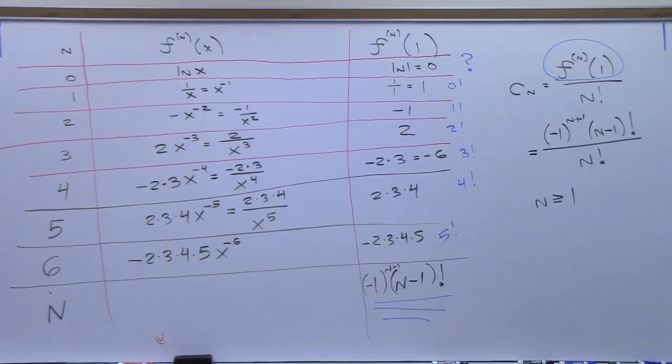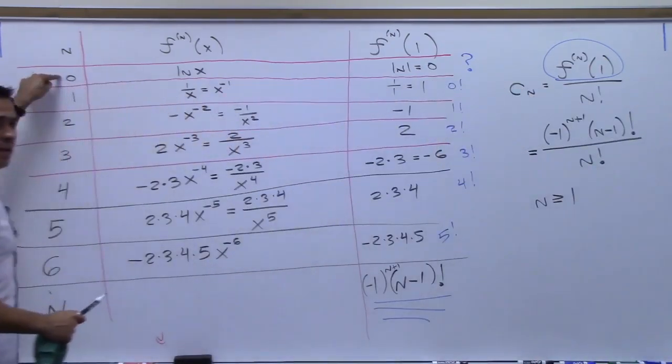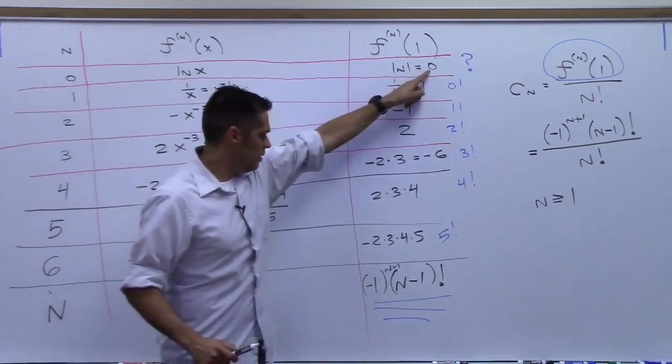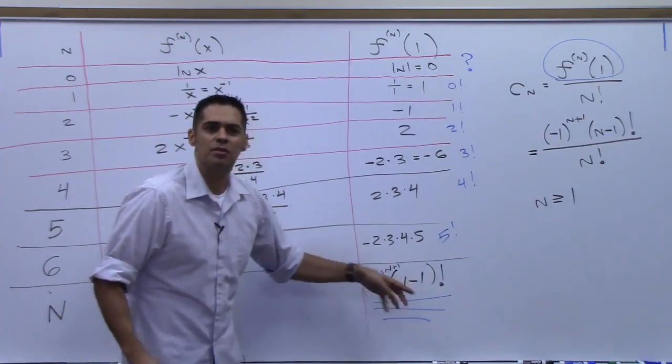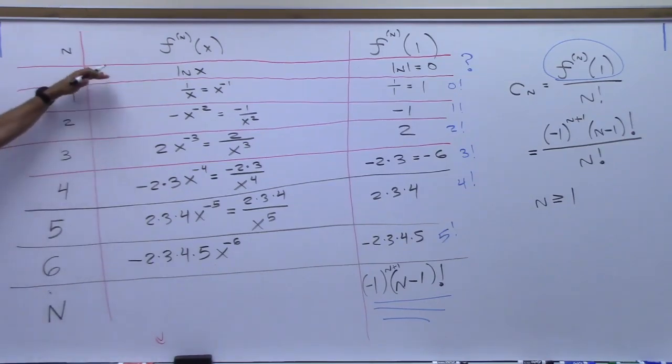Questions? Yes? Because remember at 0, if I try and plug 0 into this formula right here, that should give me my first answer of 0 here. If I plug 0 into this, I get negative 1 factorial, which doesn't make any sense. So my formula is good only after that first step.